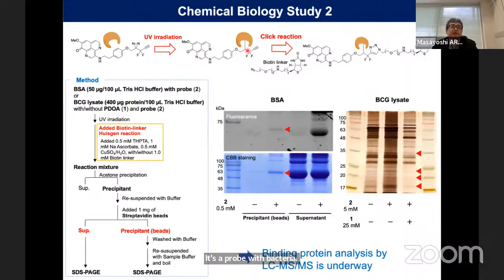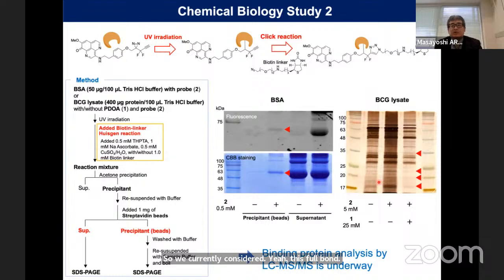Subsequently, we introduced the biotin tag using click chemistry, and finally precipitated the probe-target protein complex using streptavidin beads for identification of the target molecule using LC-MS. I will only mention the outcome. We currently consider these four bands presented here as candidate target molecules and are conducting LC-MS analysis for identification.